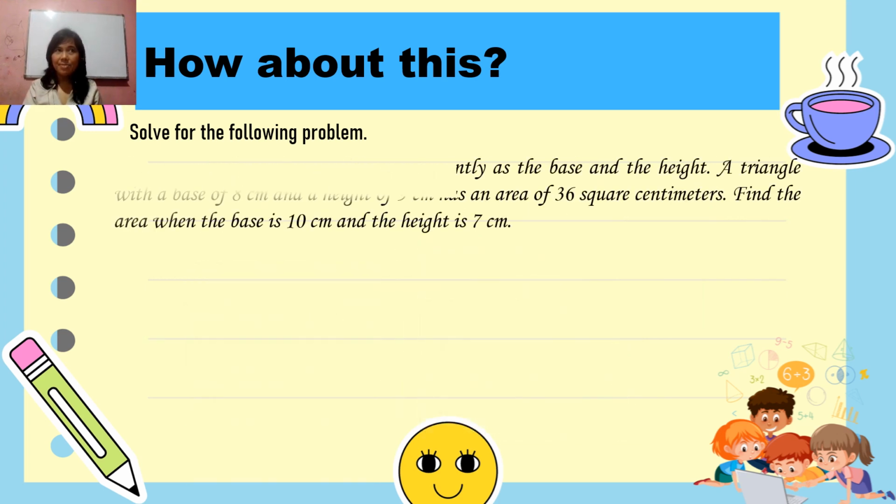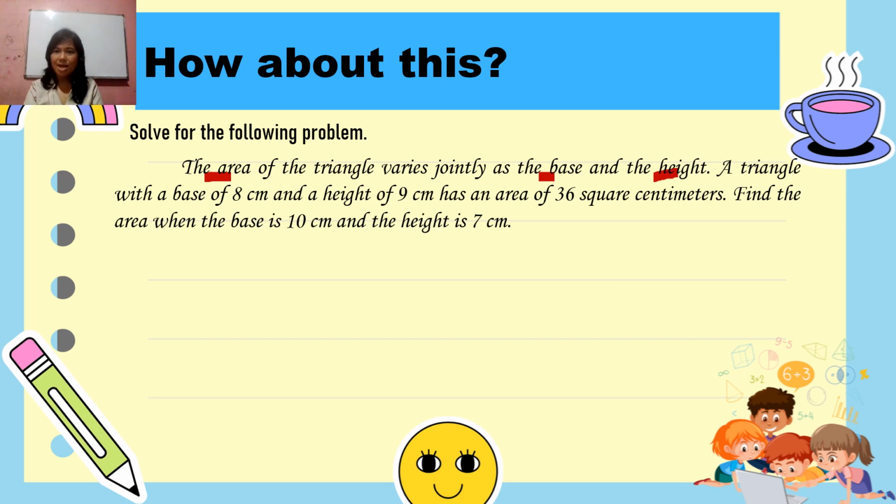Here's another problem. So, the area of a triangle, area naman tayo, varies jointly as the base and the height. So, dito, meron tayong A for area. Gawa kasi muna tayo ng variation statement or equation. So, varies jointly as the base, tapos height. So, yung magiging equation natin shall be A equals K, BH. Tapos, solve for K using the given a triangle with a base 8.